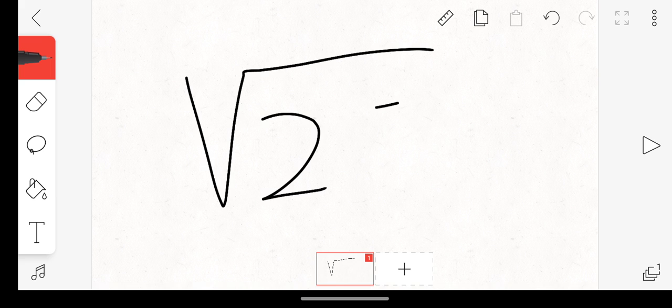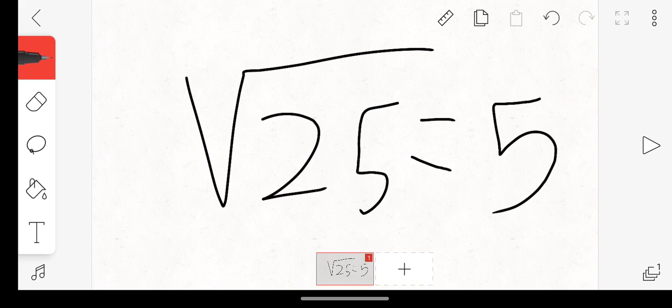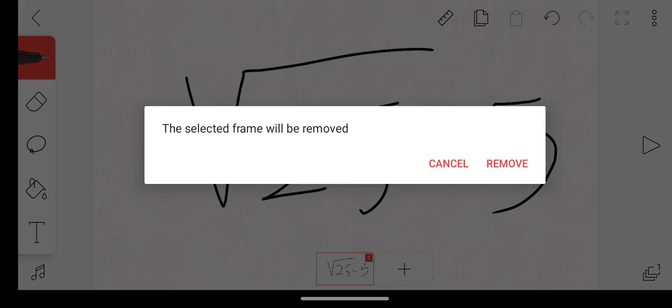Oh yeah, I have a bonus problem for you. What is the square root of 25 equal? You don't know? Man, you suck. It's 5. Man, you guys suck. You know what the square root of 25 equals? Man.